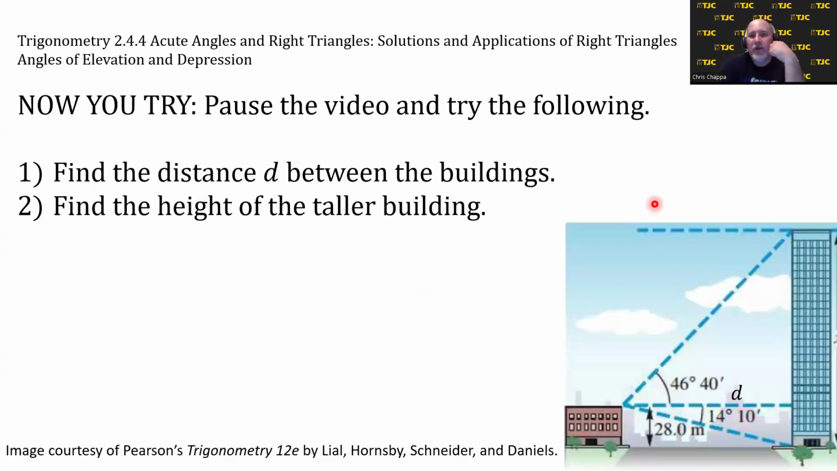Now you try. Pause the video and try the following. Find the distance d between the two buildings. Hint, use the bottom triangle. And then find the height of the taller building. Hint, you'll use the upper triangle. And this is similar to the Pearson problem we did a minute ago. We'll have to add the height of the smaller building. Pause the video, give it a try.